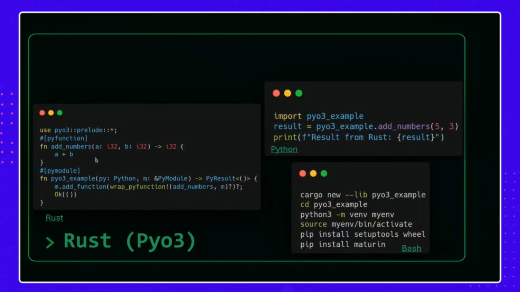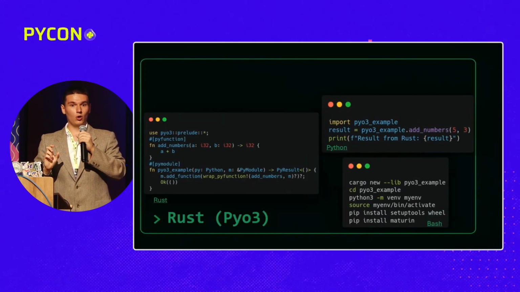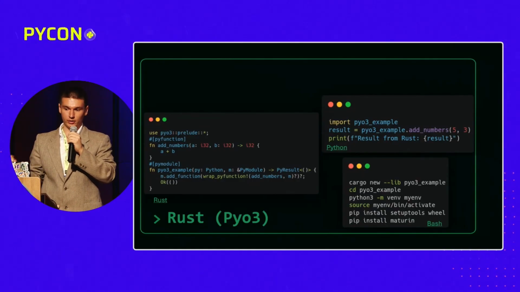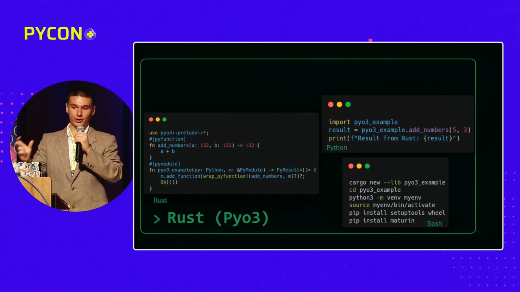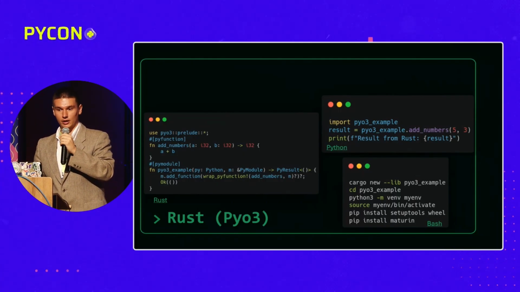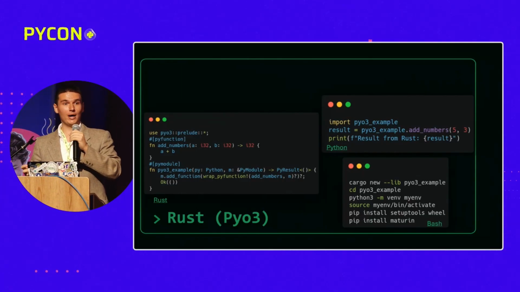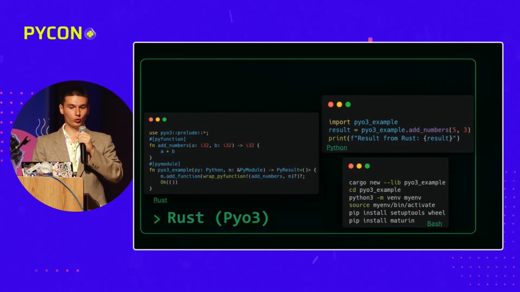Now with Rust. With Rust, it's a little bit different because we need to create a project with Cargo. I want to know who here is a Rust programmer. Okay, a few people. Cargo is a project management tool that tells you how to create a Rust project. We created a project with it. We created a virtual environment with Python inside that Cargo project, and installed setup tools, build and Maturin. Maturin is the other name for PyO3.